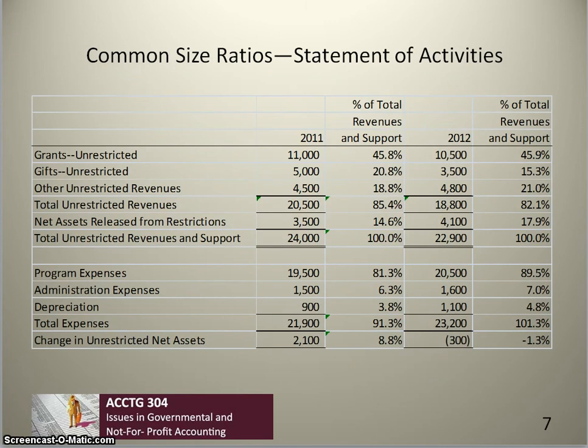Common size ratios for the income statement or statement of activities for a not-for-profit. In this case, we're just looking at the unrestricted net assets portion of the statement of activities. All the items on the statement are divided by total revenues. We've decided to include within revenues net assets released from restrictions because that's another source of resources for the unrestricted net assets. So in this case, grants represented 45.8% of total revenues and other support in 2011, and in 2012 it was similar, 45.9%.